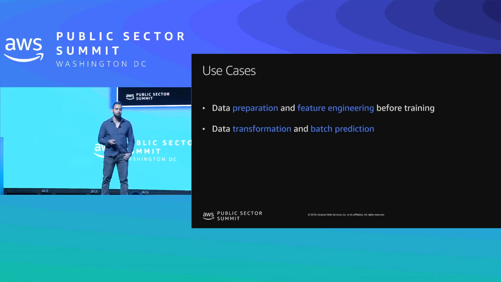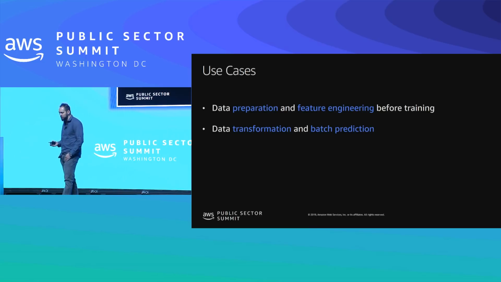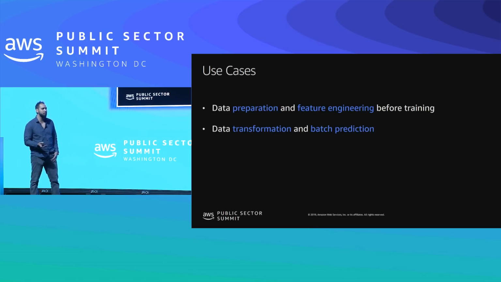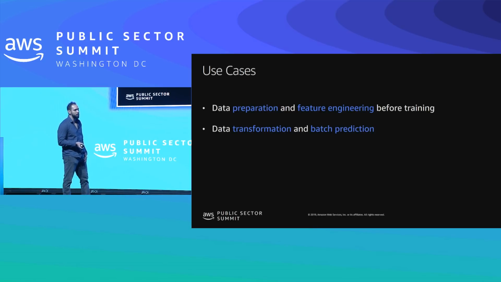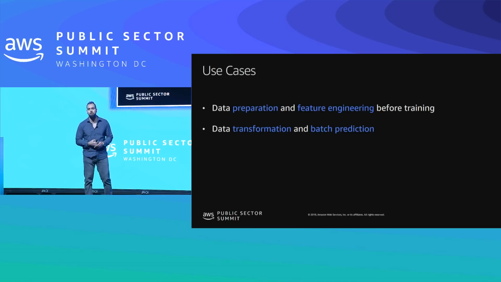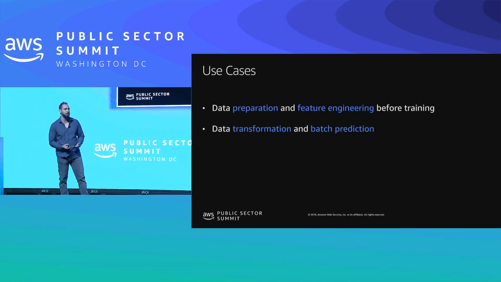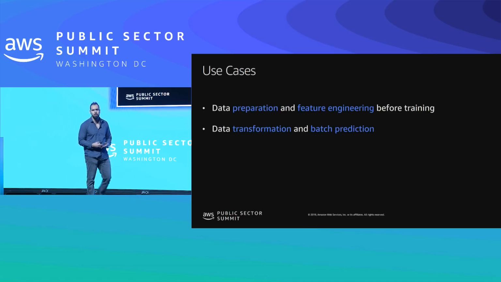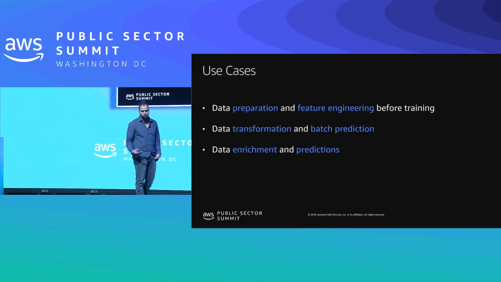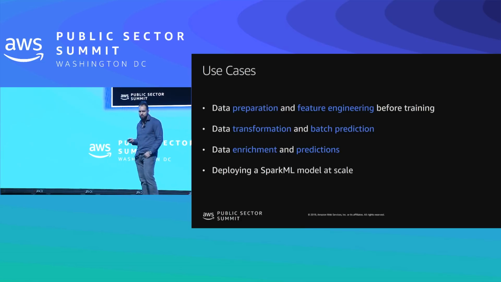This also ties in with using Spark to do data transformation, as well as using Spark for batch prediction. As I mentioned before, the SageMaker Spark SDK supports data frames, and you can use those data frames to apply your predictions to, let's say, a large amount of data. You might have terabytes or petabytes of data somewhere, and if you'd like to apply a prediction to all of that data, that would be a really good case for using Spark along with SageMaker to perform this large batch prediction. And of course, this ties in with data enrichment and predictions.